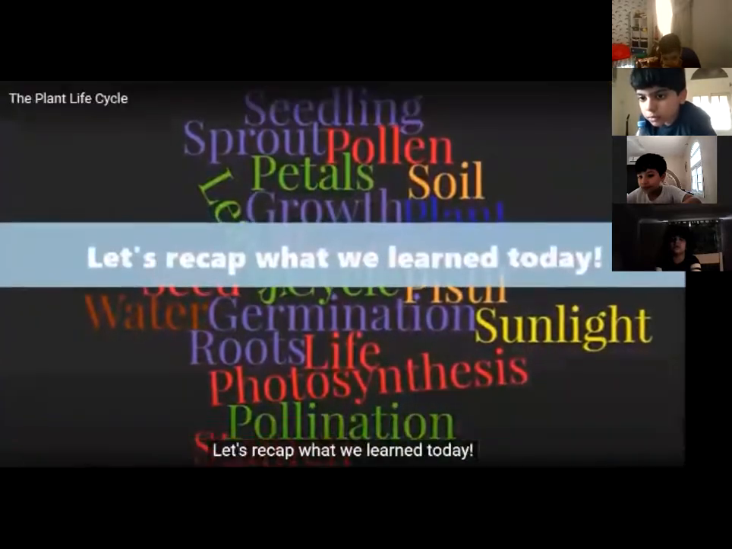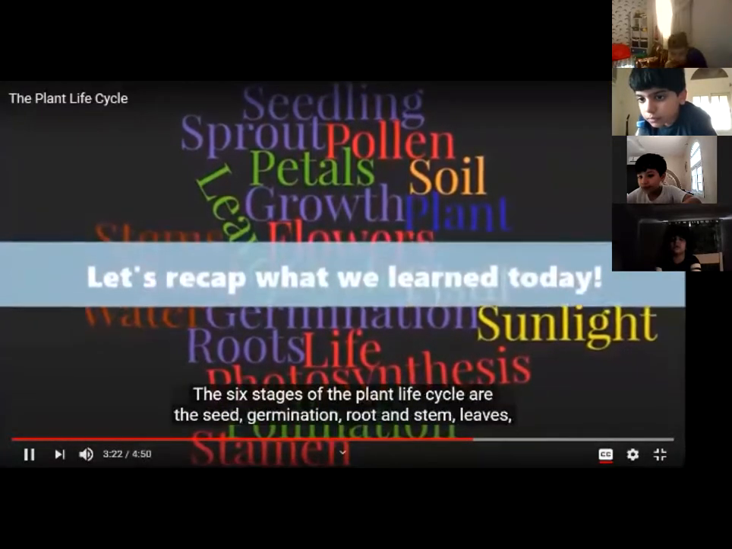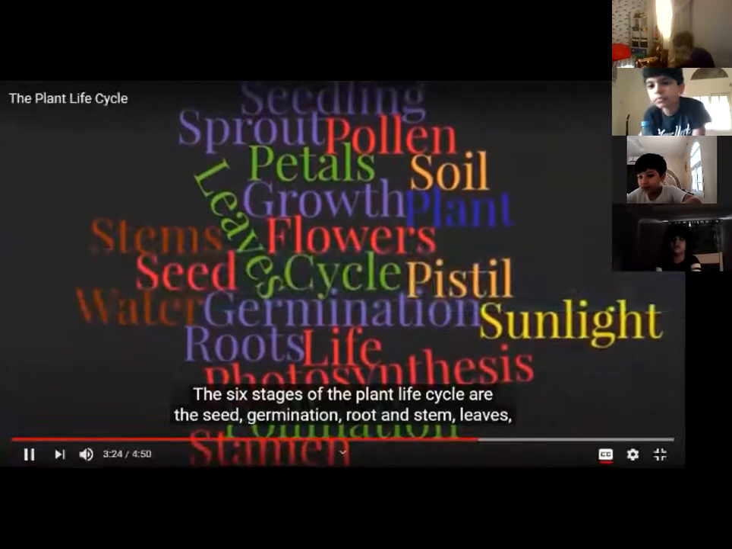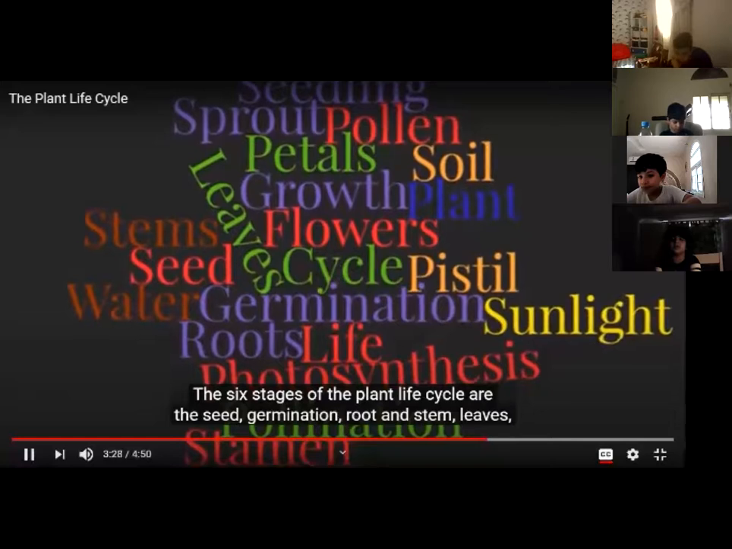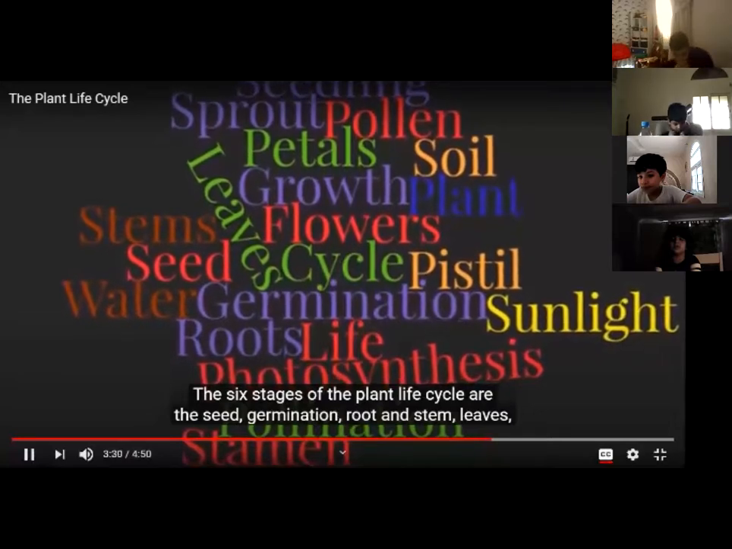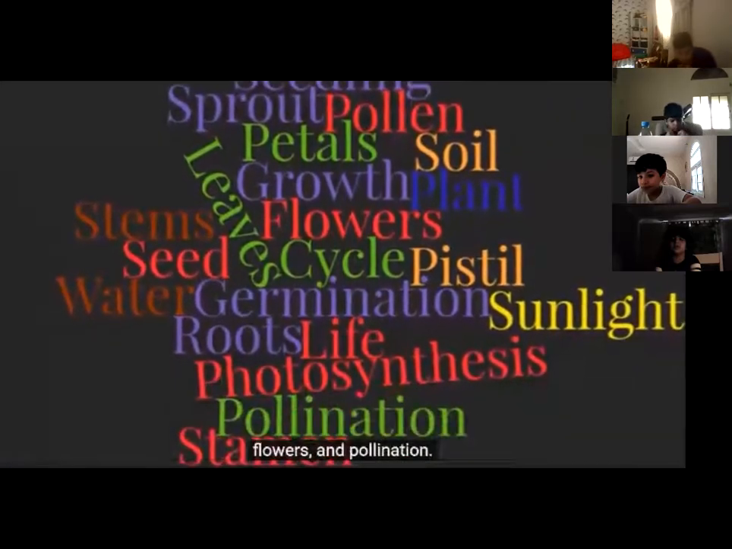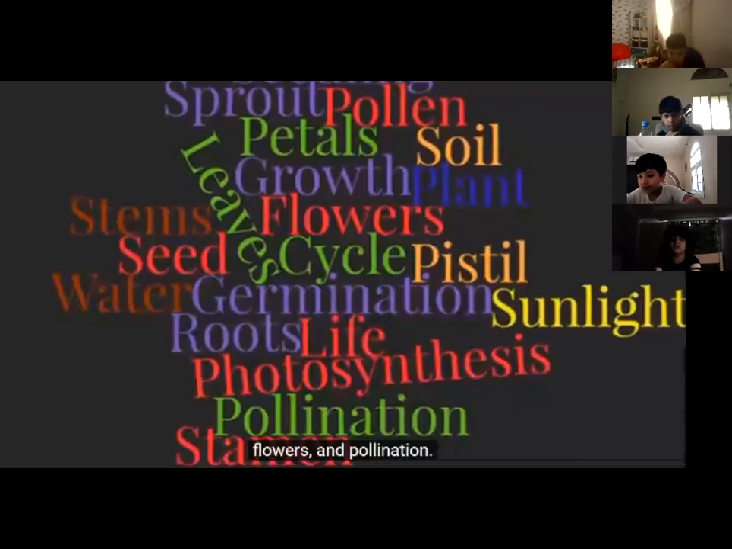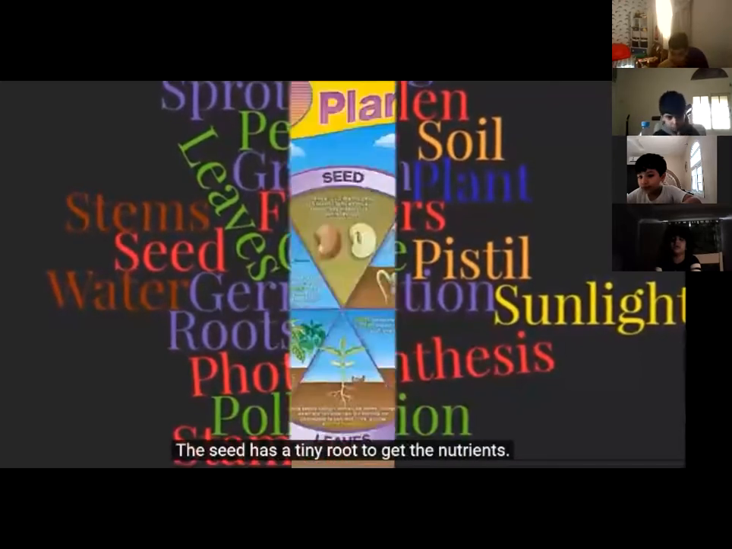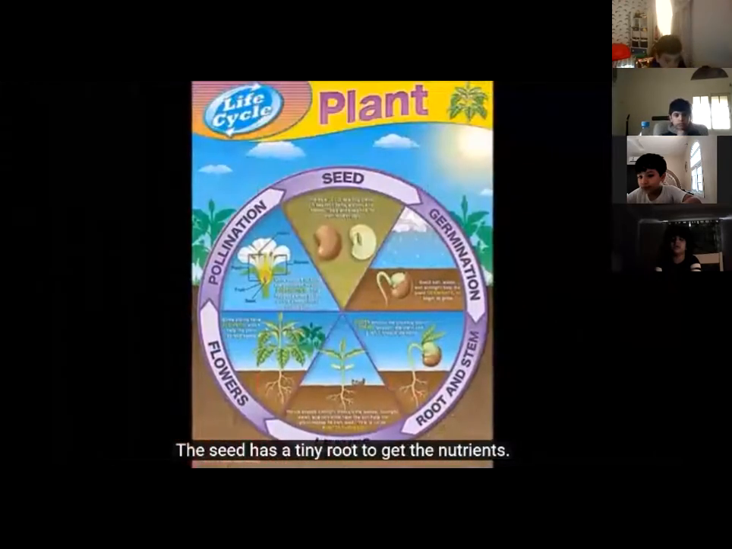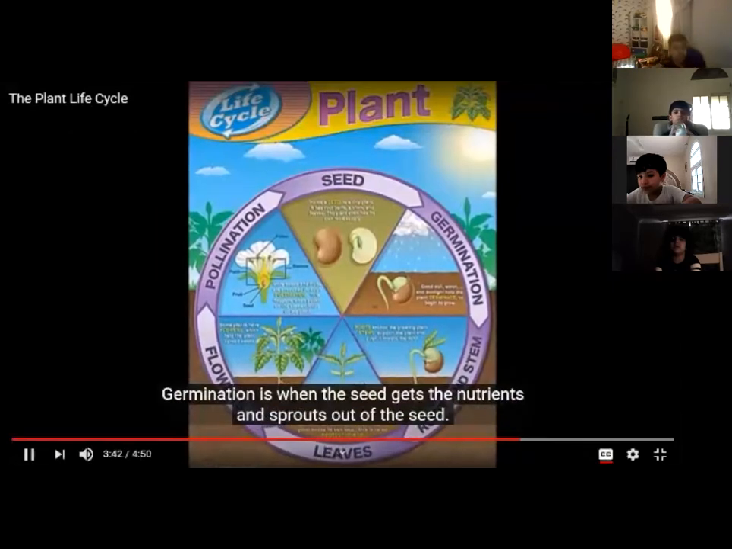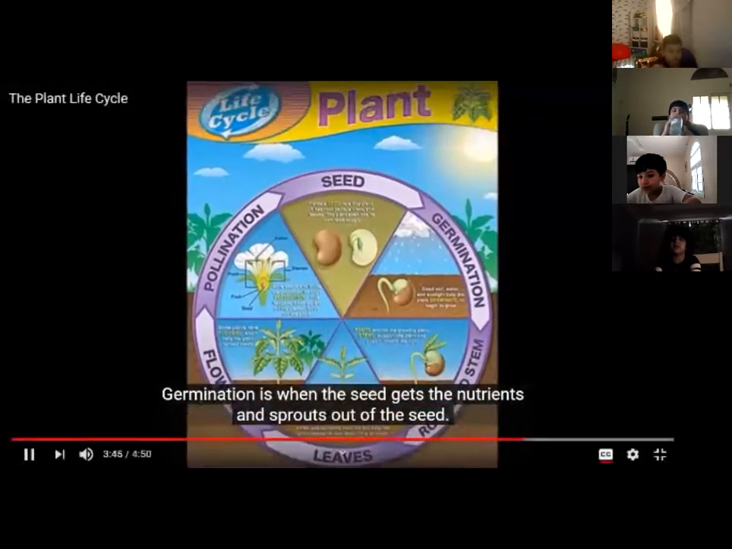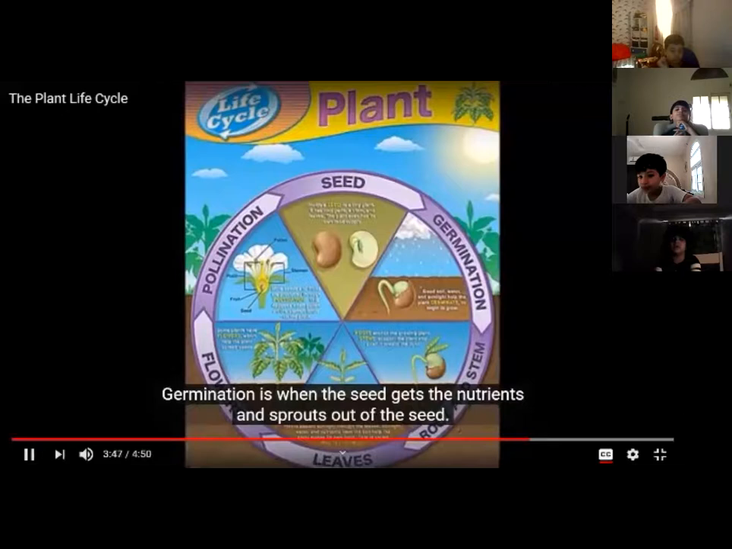Let's recap what we learned today. The 6 stages of the plant life cycle: the seed, germination, root and stem, leaves, flowers, and pollination. The seed has a tiny root to get the nutrients. Germination is when the seed gets the nutrients and sprouts out of the seed.